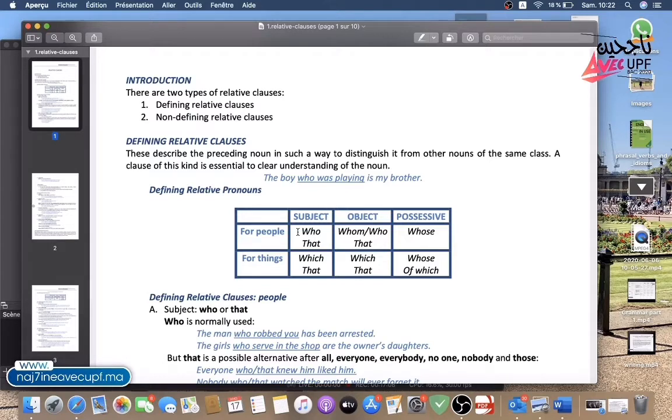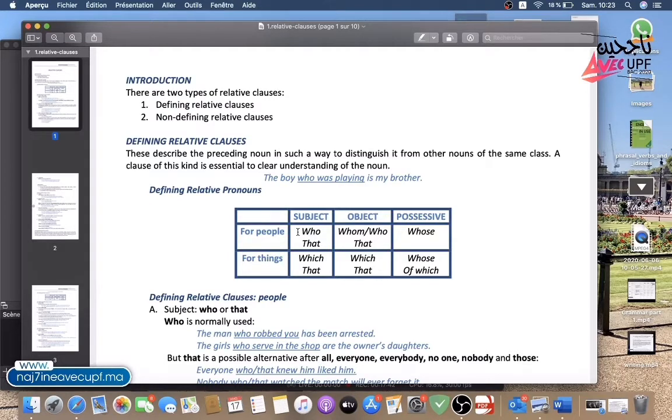Those relative clauses describe the preceding noun in such a way as to distinguish it from other nouns of the same class. A clause of this kind is essential to clear understanding of the noun. The boy who was playing is my brother. The boy playing soccer is my brother. The boy who was playing is my brother.